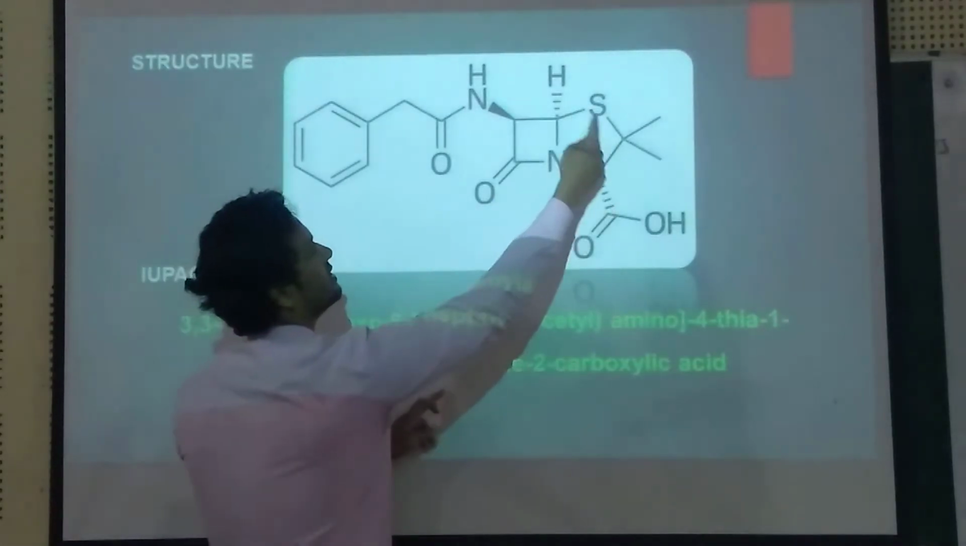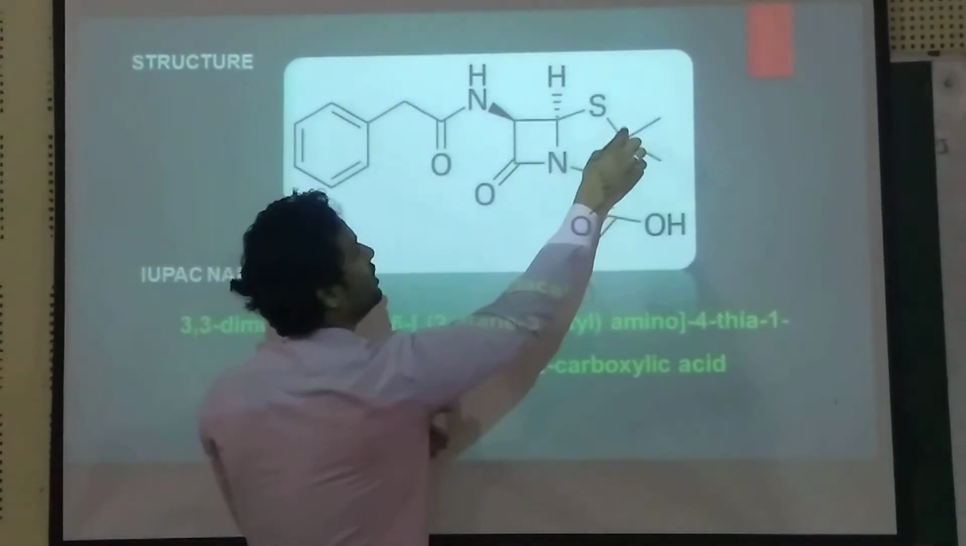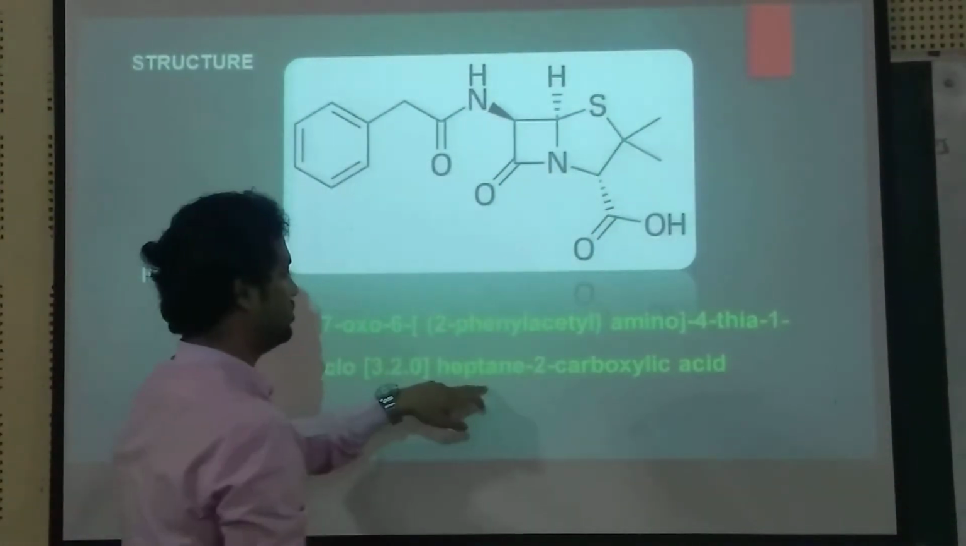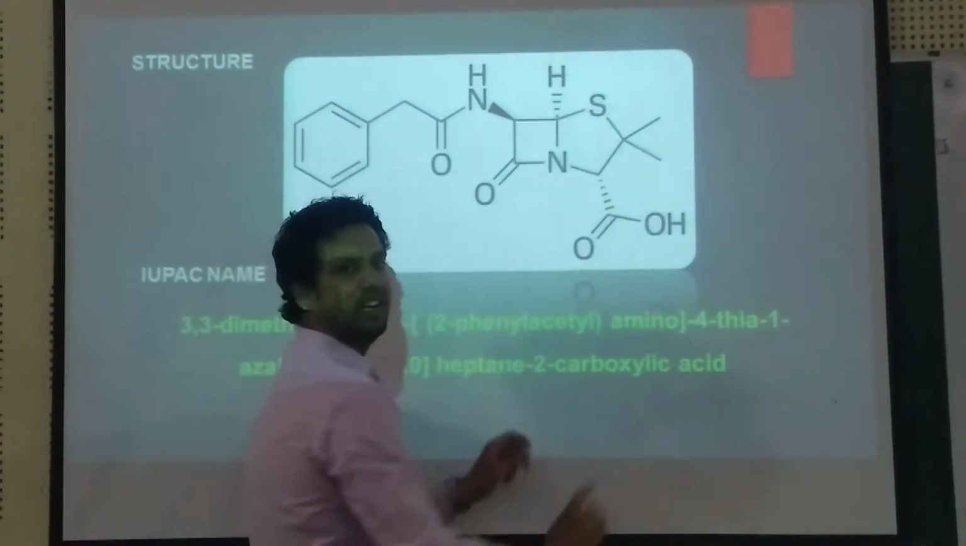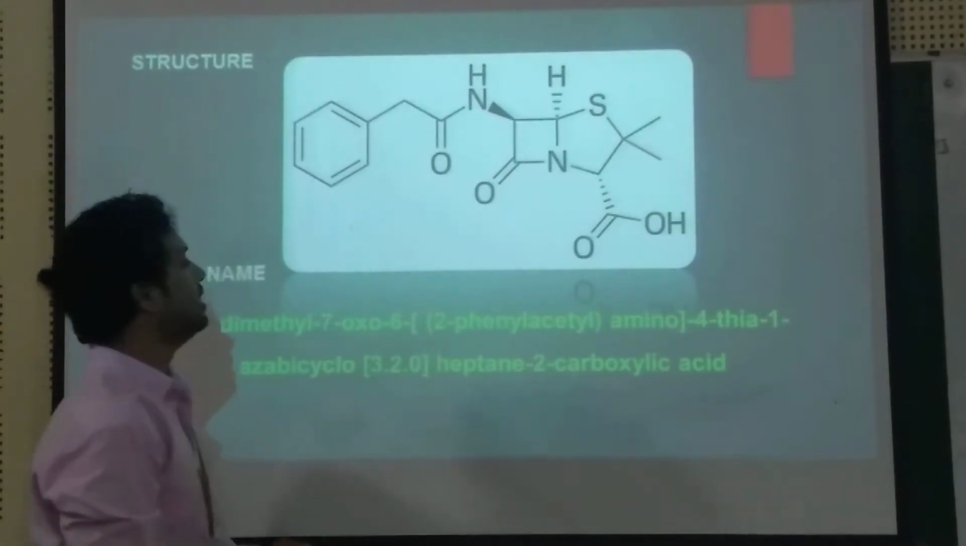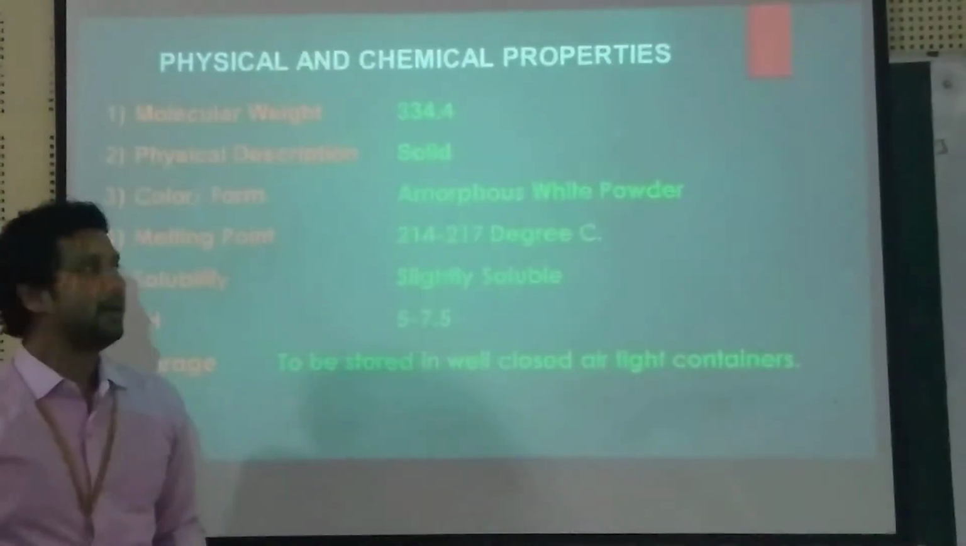Heptane means what? A 7-membered ring: 1, 2, 3, 4, 5, 6, 7. So it's known as heptane. On the second position, there is a carboxylic acid. So it's a very easy name. This is the name of benzyl penicillin.